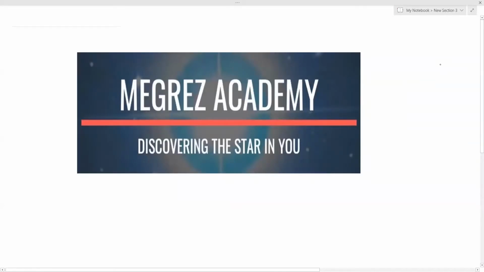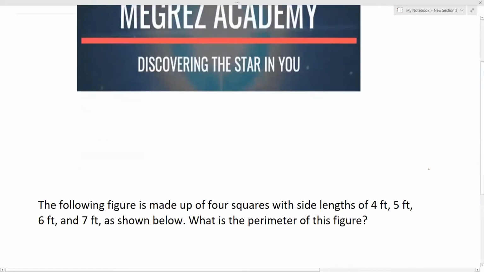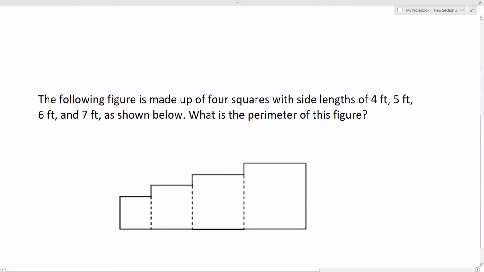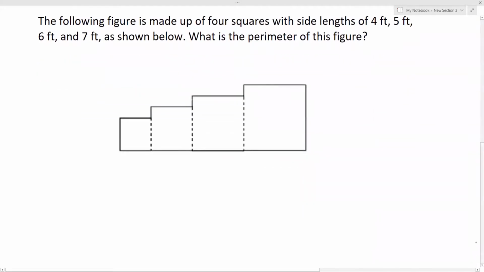Today we're doing another problem of the week. Let's take a look at the problem. The following figure is made up of 4 squares with side lengths of 4 feet, 5 feet, 6 feet, and 7 feet, as shown below. What is the perimeter of this figure? If you want to work on this problem, you can go ahead and pause the video.